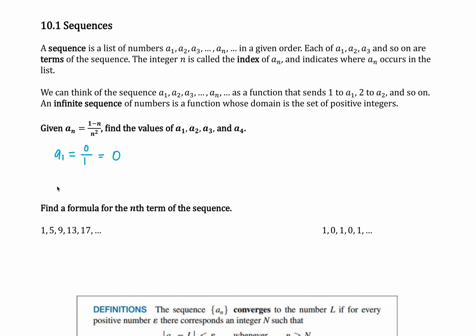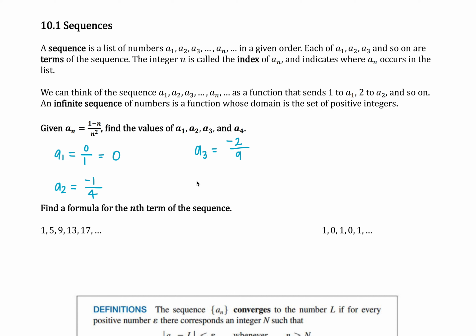That's the first term. Second term, a sub 2, is 1 minus 2, which is negative 1, over 2 squared, which is 4. So that second term is negative 1/4. The third term, 1 minus 3 is negative 2. And in the denominator, we have 3 squared, or 9. So the third term, negative 2/9.